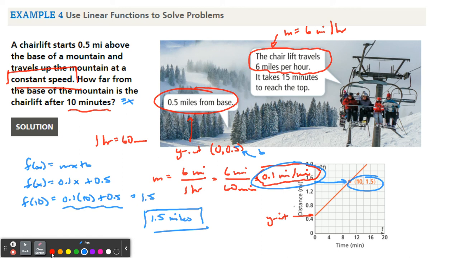Great. Okay, so hopefully we get used to this function notation and bring our knowledge of linear equations into this section.